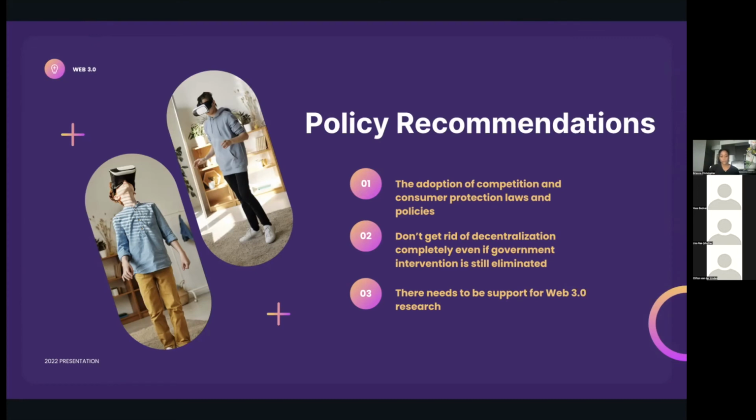In Web 3.0, there needs to be competition laws in place to allow smaller firms to thrive in the internet space and social media niche as well. Each platform should be designed to align with different types of values of different users so that there is a platform for everyone. The second option is to not get rid of decentralization completely, even if government intervention is still eliminated.